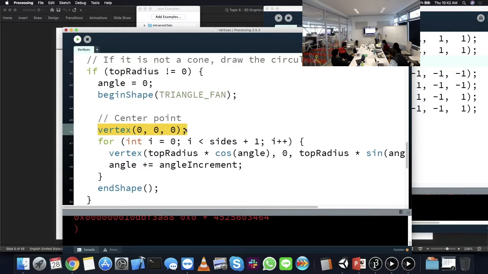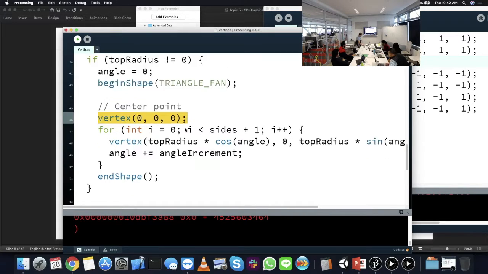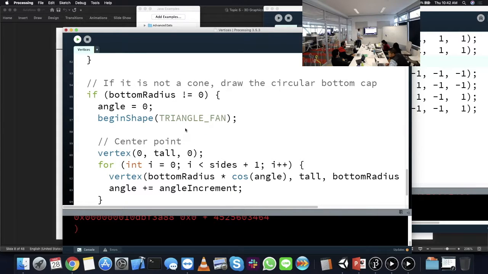And then the next one down will draw the bottom. So it does the same thing, puts the point in the center, so tall is just the height of it, and then goes around the number of sides and puts in bottom radius times cosine angle, bottom radius times sine angle.